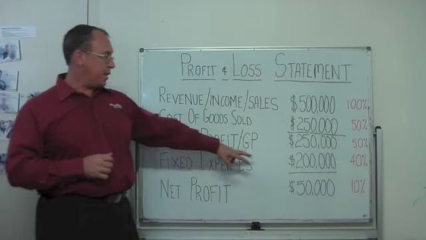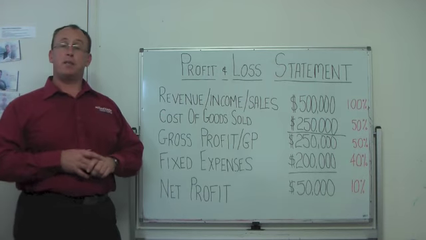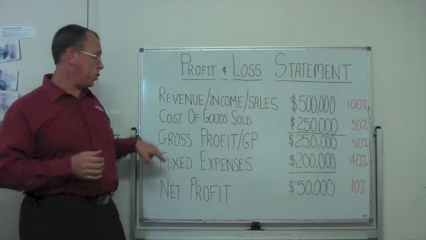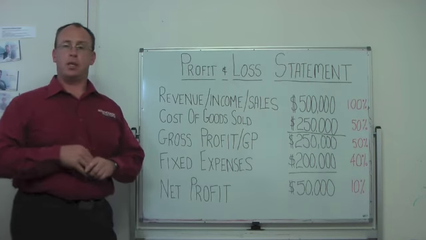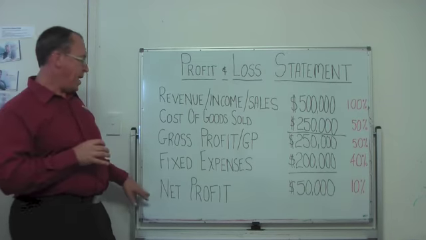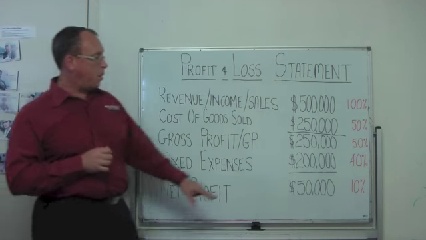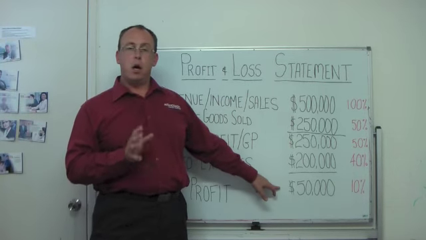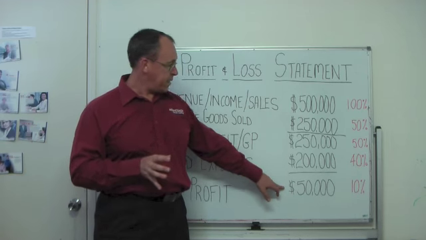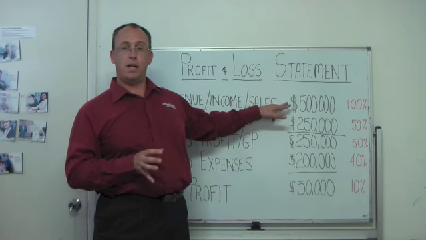In particular, one of the things that we need to look closely at in your fixed expenses is generally your wages. How much of your wages are making up a percentage of the total sales turnover. And last but not least here, this business has made a net profit of 10%. 50,000 as a percentage of 500,000.